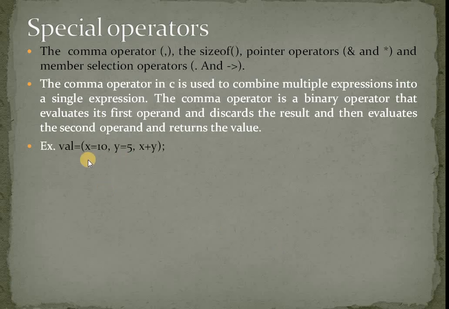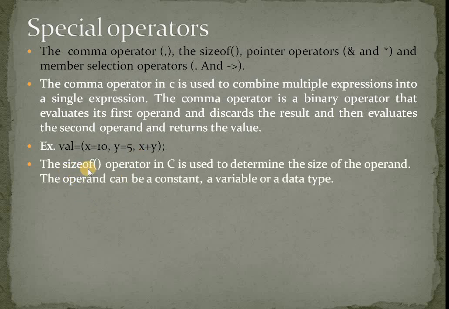So here you can see we have used the comma operator to combine these three expressions. x is equal to 10, y is equal to 5. So x plus 5 is 15, which will be assigned to the variable value. To combine these three expressions, we are using the separator, that is the comma operator. That is why it is a special operator.